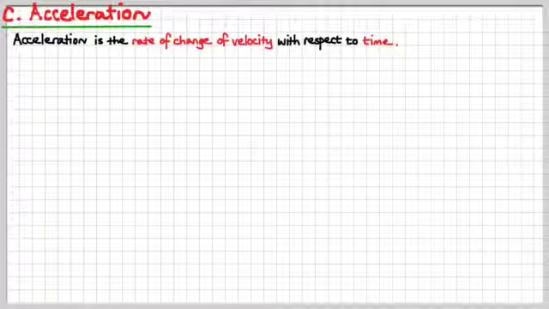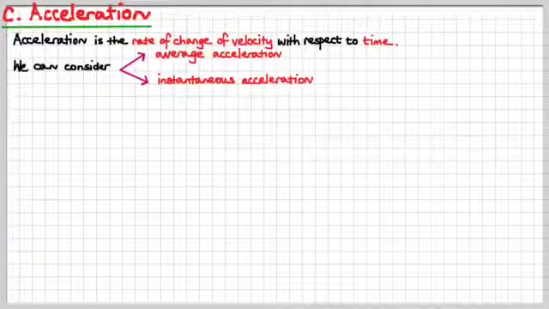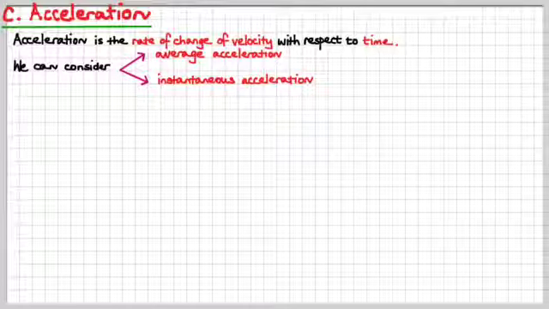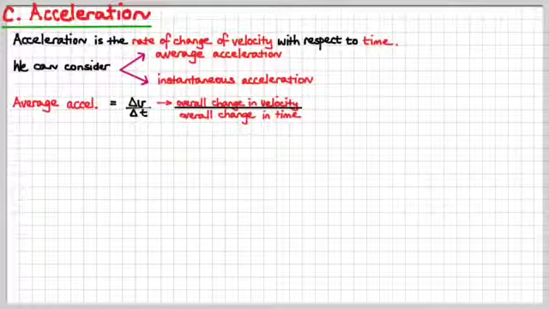Acceleration is the rate of change of velocity with respect to time. Just as velocity was the rate of change of position with respect to time, acceleration is the rate of change of velocity with respect to time, okay? And we can consider the average acceleration and the instantaneous acceleration, just in the same way as we did for velocity, the average and the instantaneous versions.